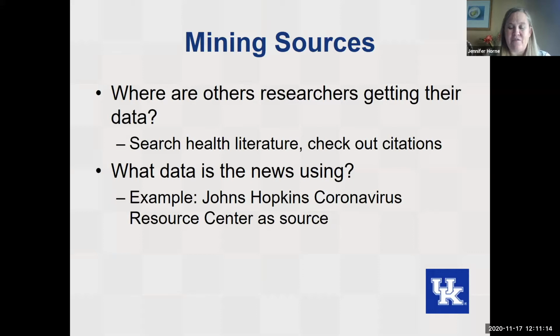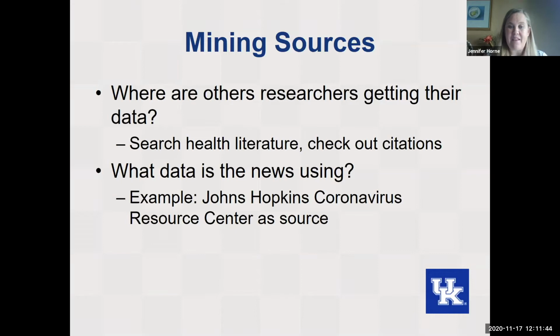Another good way to think about who the potential sources are is, where are other researchers getting their data? If you did a search of the health literature on your topic and looked at the citations, what data are they using? And then you can always go check to see if there's been an update to the data since that article was published. Another good way to do it is, what data is the news using, especially if it's something contemporary.